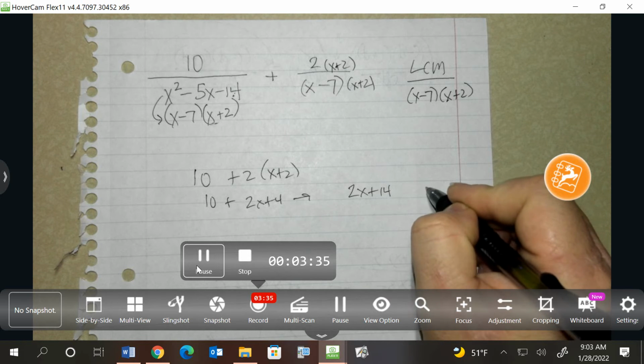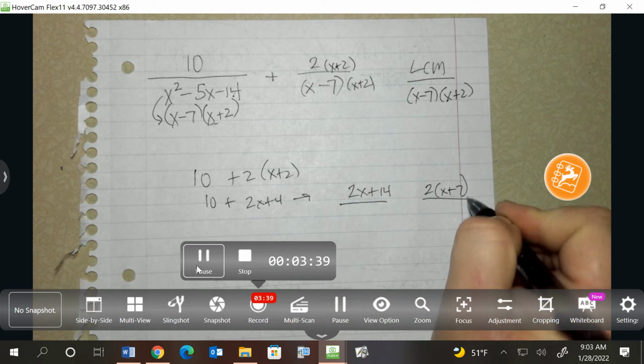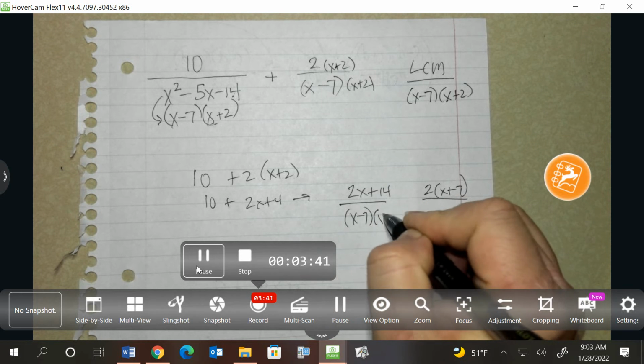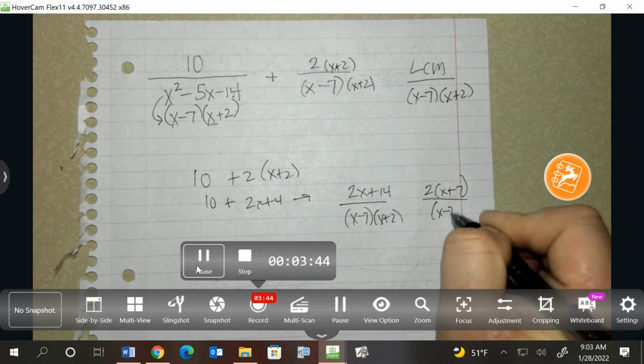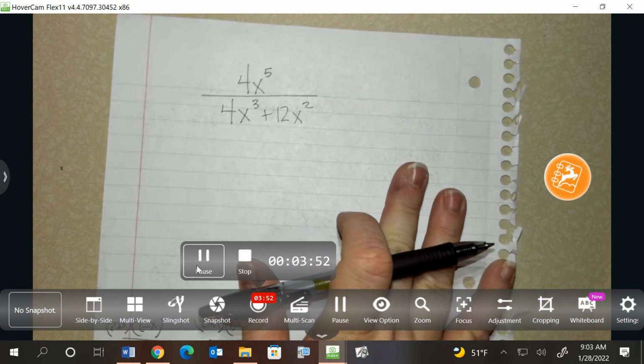So it could be written like that, or you also need to recognize it may be written like this. Both are equivalent. What goes on the bottom? The LCM. The LCM goes on the bottom. Each one would be correct. They're just equivalent forms. We're going to flip over and do this one.